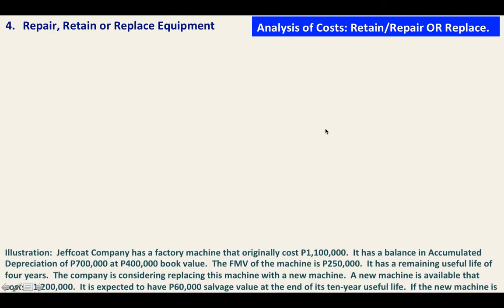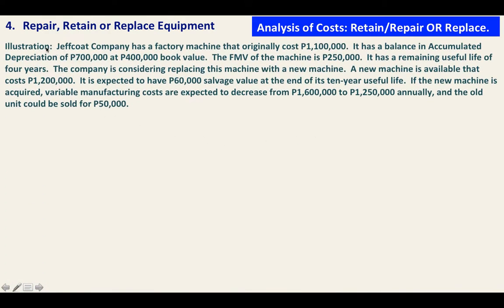Our next situation is whether we have to repair, retain, or replace equipment. In this example, we are going to have alternatives for retaining the equipment and replacing the equipment with a new one. Okay. So here we are going to perform the incremental analysis of comparing the cost to retain it or replace it with a new one, okay? So this is our problem.